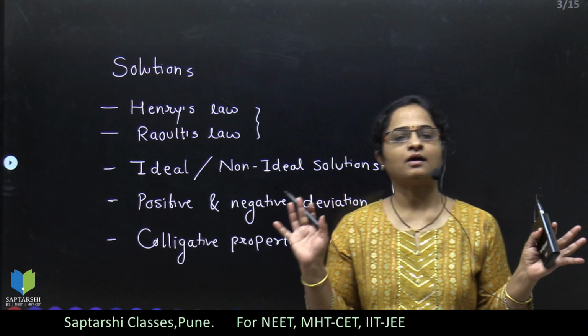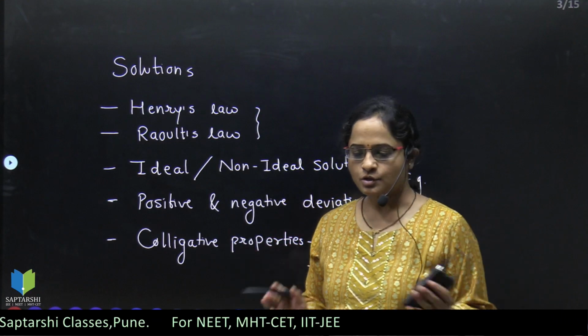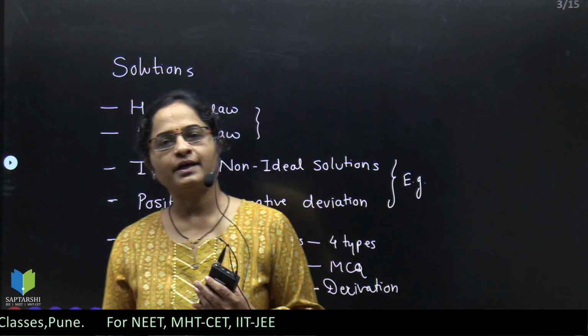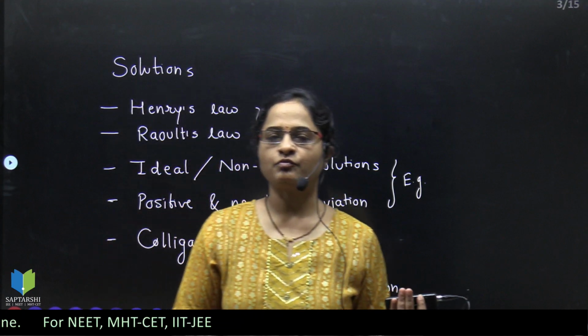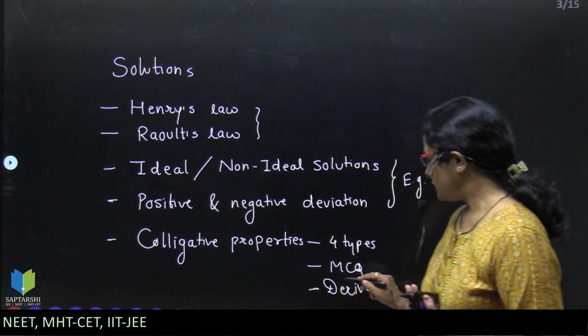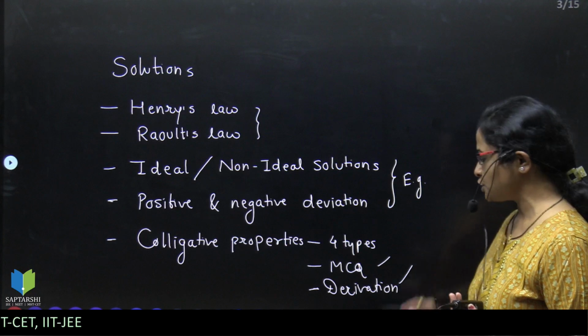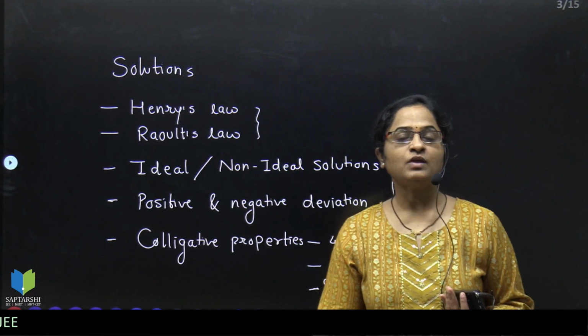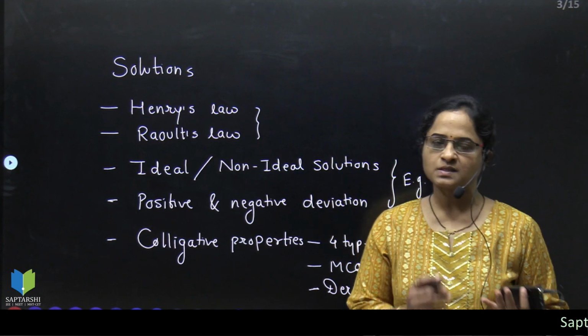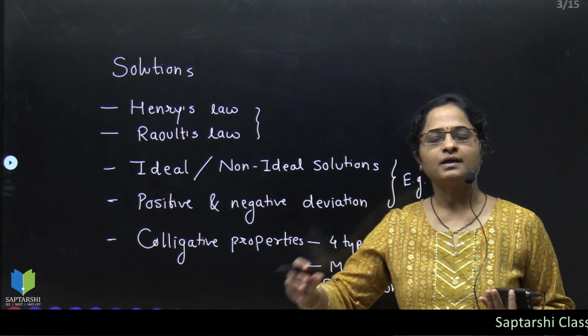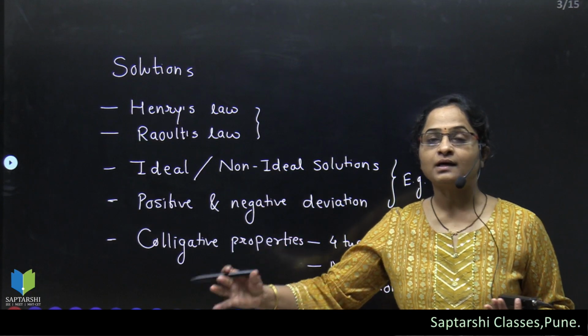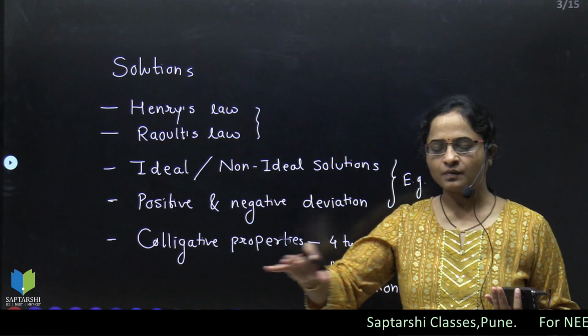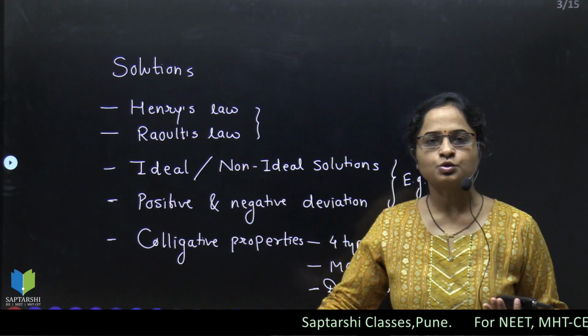As you know, there are 4 colligative properties. So the question will be: define colligative property. What will be the second type of question? I have written here MCQ and derivation. Most of the time the MCQ will be asked on this part, that out of the following, the value of say delta Tf is maximum in which solution.